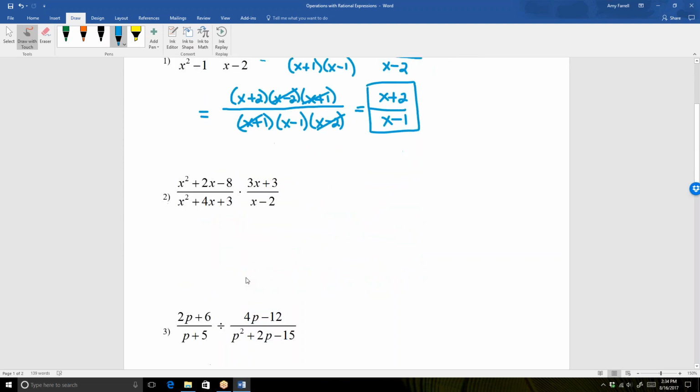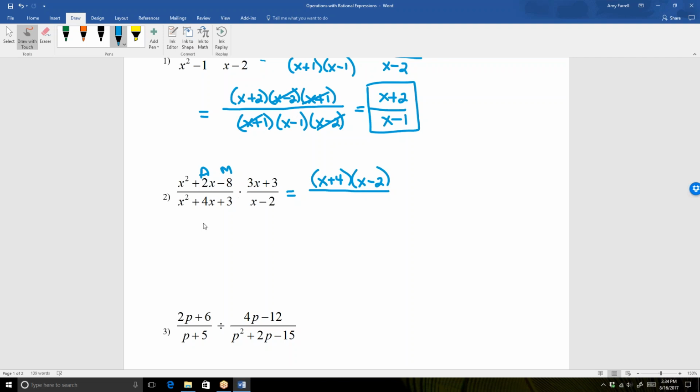All right, let's look at another multiplication example. We're going to factor here. That's going to be our first step. So I have a coefficient of 1 here, so I can come up with two numbers that add to 2 and multiply to negative 8. Those two numbers would be a positive 4 and a negative 2. That will make my factors x plus 4 times the quantity x minus 2.